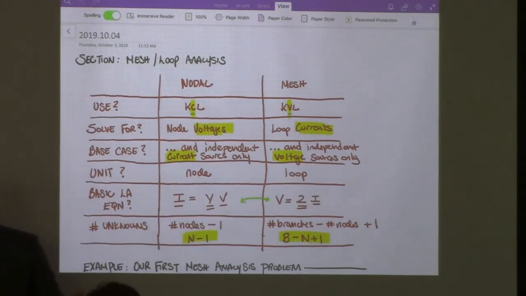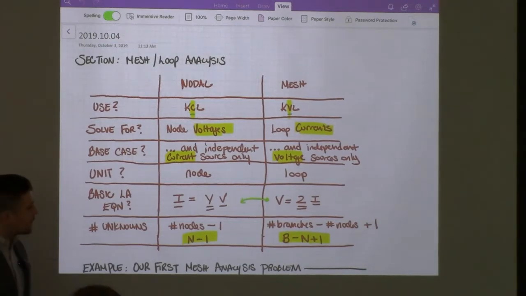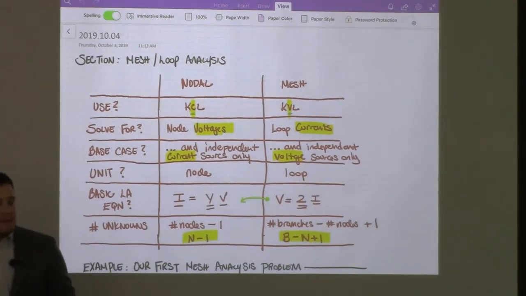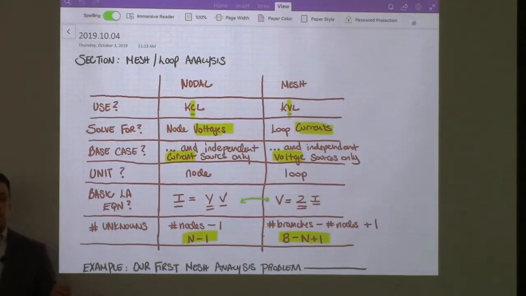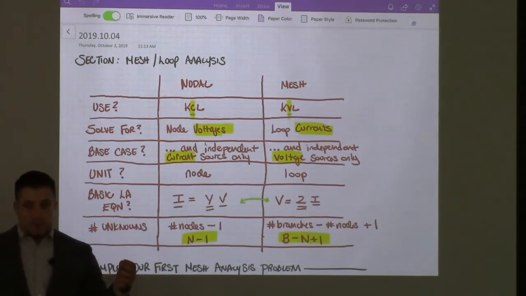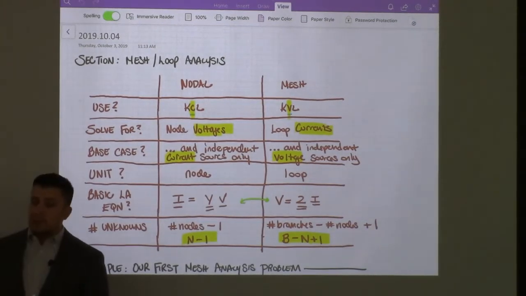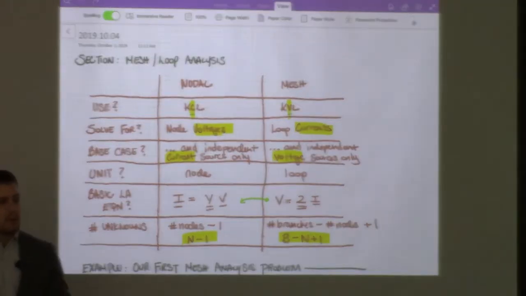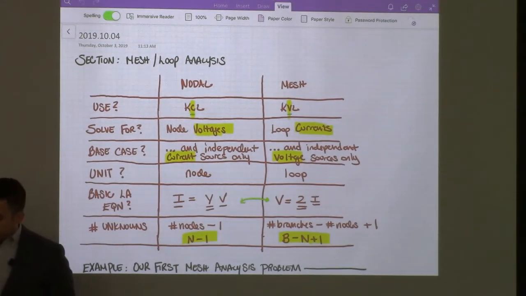So the basic difference has to do with KCL versus KVL. That's a Z, for impedance matrix. So the basic difference between nodal and mesh analysis is that one is based on KCL, Kirchhoff's current law, and the other is based on KVL, Kirchhoff's voltage law. When we are using KCL, in nodal analysis, we're solving for the voltages at the nodes. And when we're doing KVL, in mesh analysis, we're solving for the loop currents that we have to define.